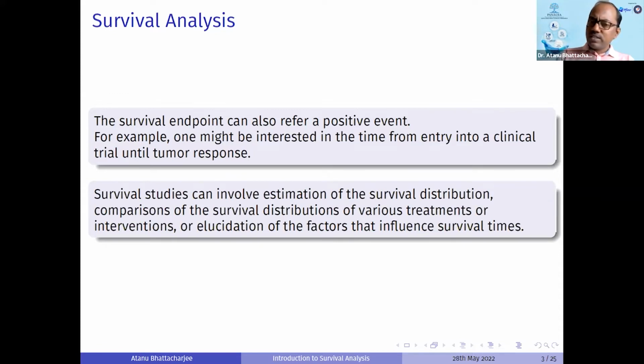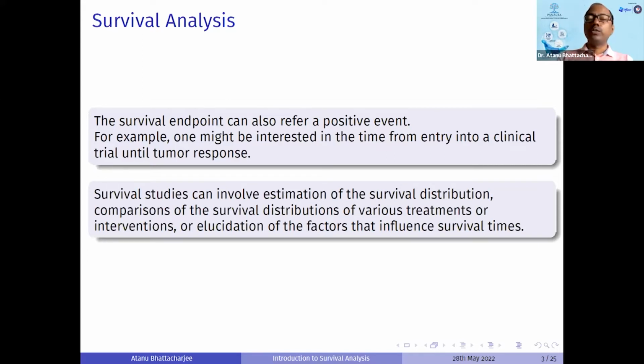Survival analysis studies can involve estimation of survival distributions, comparison of the survival distributions of various treatments or interventions, and elucidation of the factors that influence survival times. As I mentioned, we are dealing with two things when talking about survival analysis: time and event. The first point is the event we are concerned with. The event is basically whether the person died or not.